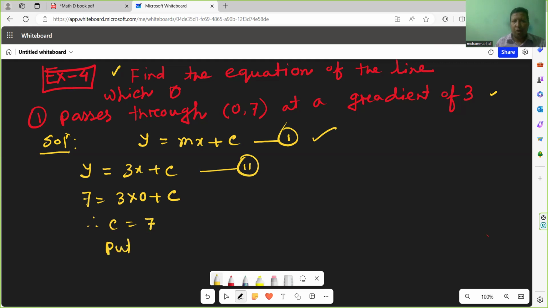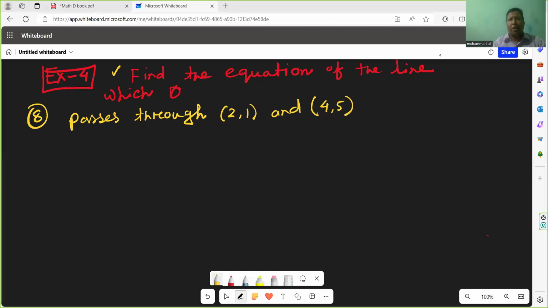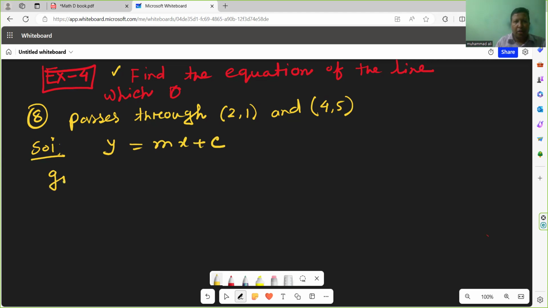So put c equals 7 in equation 2. We get y equals 3x plus 7. So this is the equation of the straight line. Now the another maths. Find the equation of the line which passes through (2, 1) and (4, 5). We should write the general form of a straight line, y equals mx plus c.